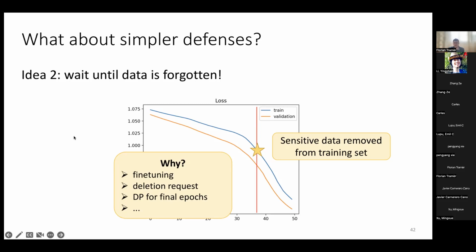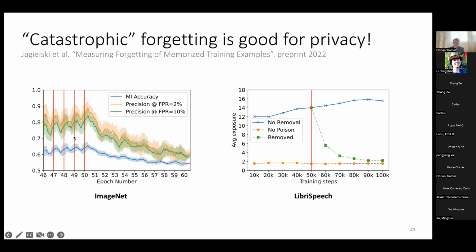Essentially the way we measure forgetting here is, again, with a membership inference attack. We look at how quickly the success rate of the membership inference attack drops once you remove data from your training set. And here again, we find that this is a defense that's somewhat effective. It's maybe not perfect, but we find that models actually forget training data very, very quickly.